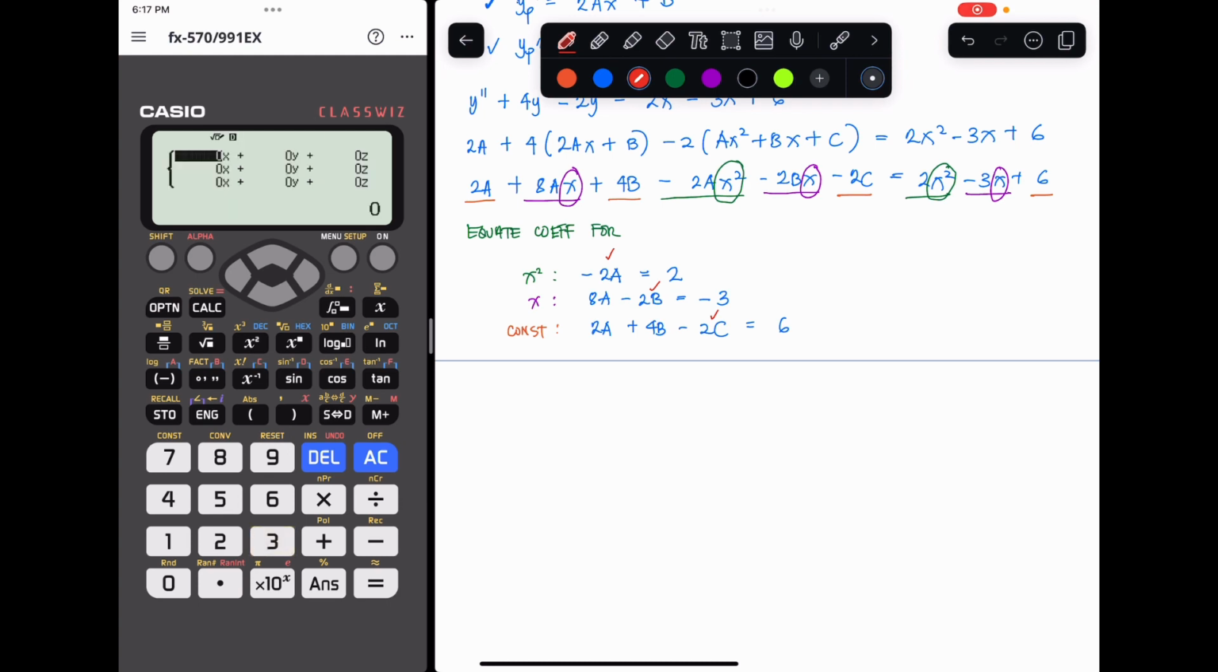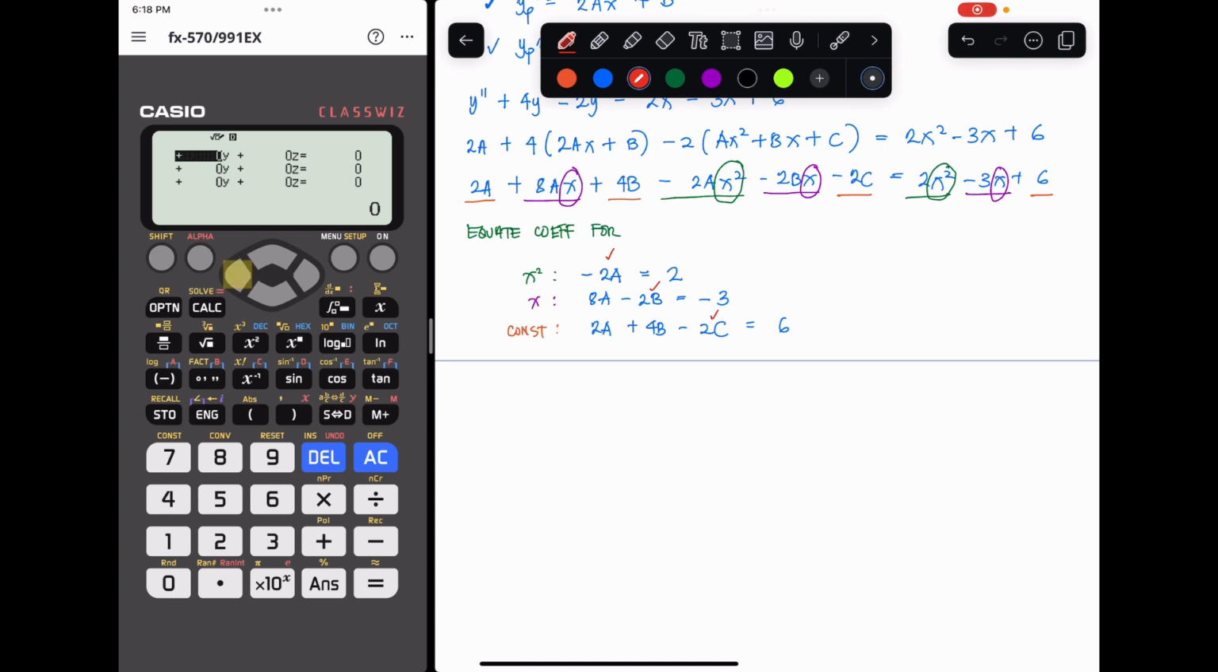Now we are given three equations, like 0x plus 0y plus 0z equals 0. The coefficient of x corresponds to A, y will be B, and C will be z. As you can see, there is an equal sign there, so 0z equals 0. That means the constant part is on the right side of the equation, similar to our system of equations.